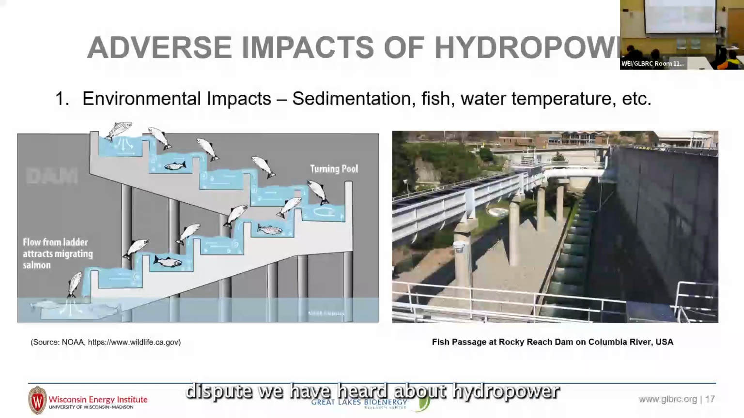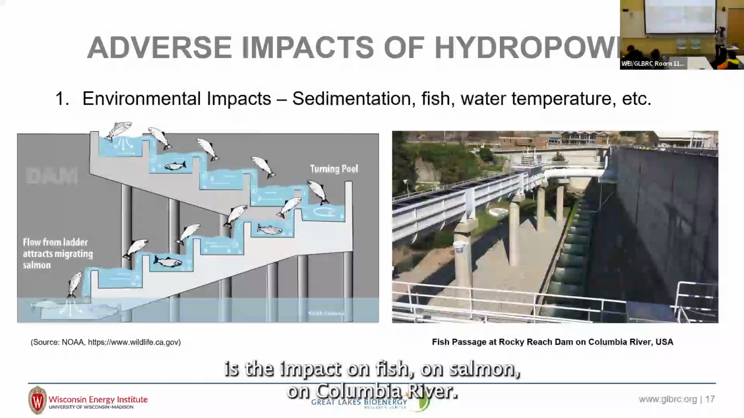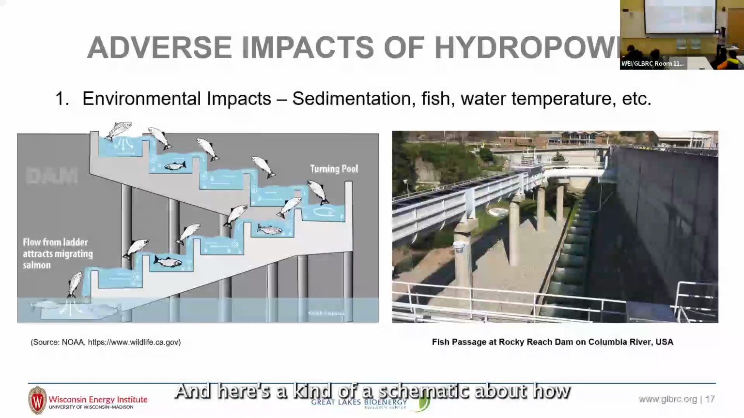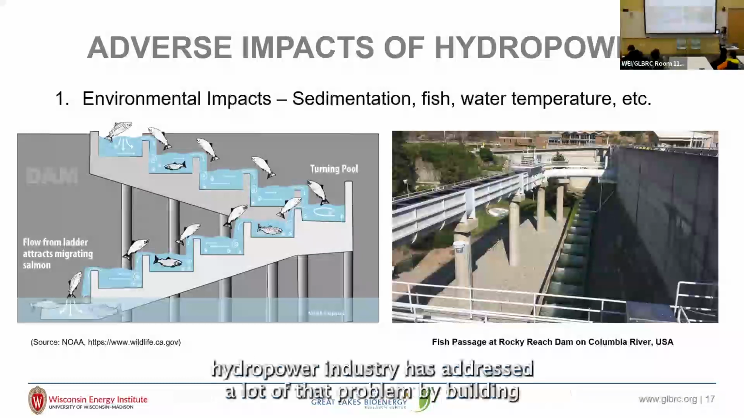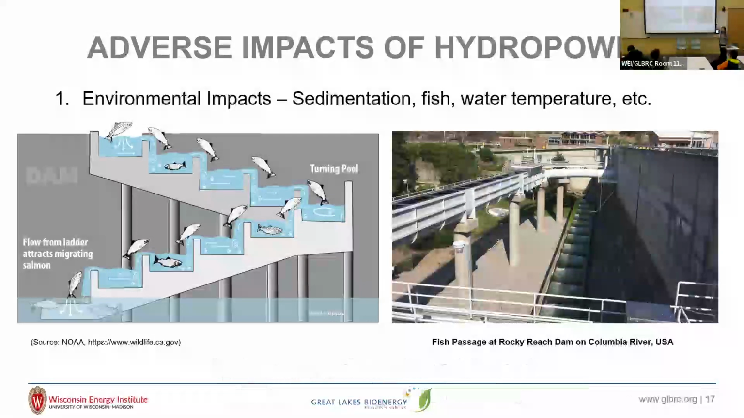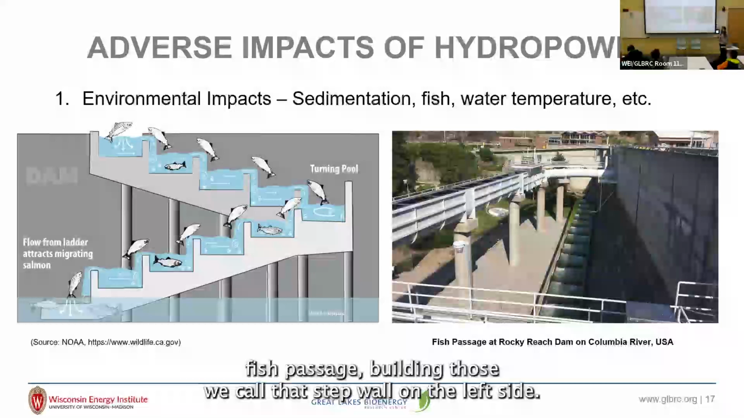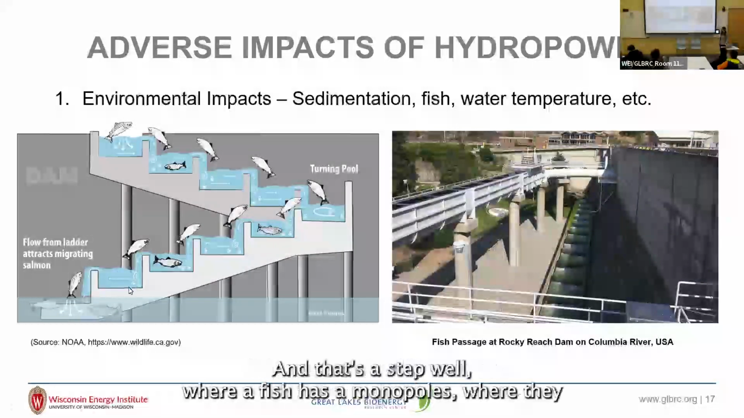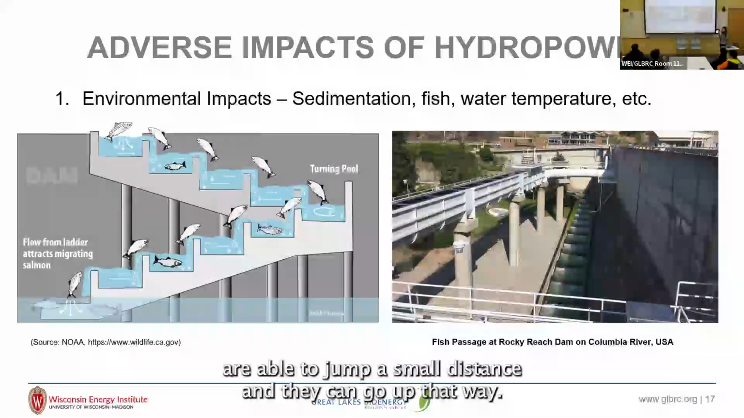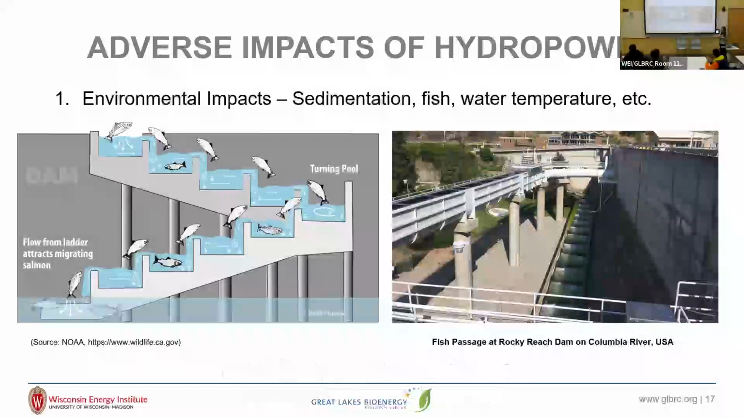dispute we have heard about hydropower is the impact on fish, on salmon, on the Columbia River. And here's a schematic of how the hydropower industry has addressed a lot of that problem by building fish passage, what we call a step pool, on the left side. That's a step pool where fish have smaller pools where they are able to jump a small distance and go up that way.